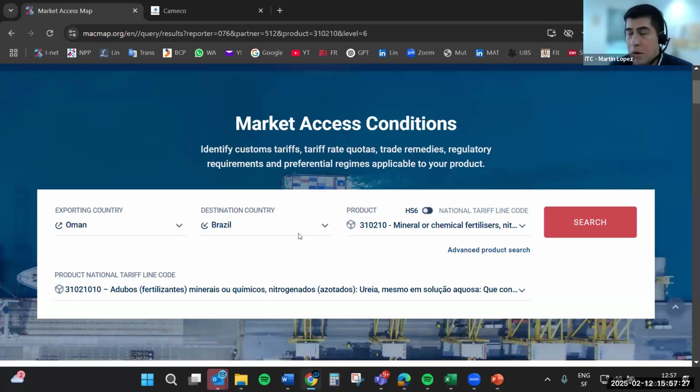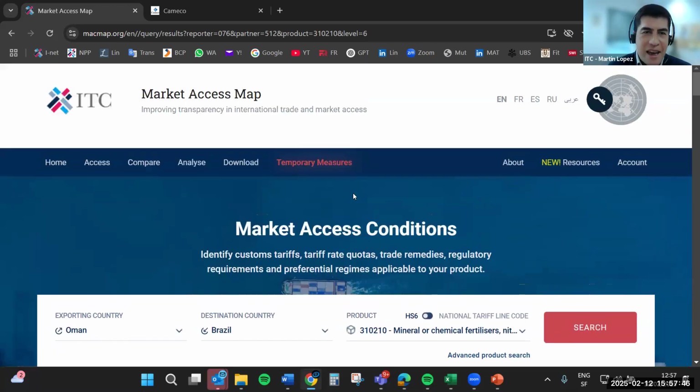Before MacMap, probably traders would have to look for this information that was scattered all around in different websites or different ministries or libraries. Well, nowadays we have tools like this that can give you very quickly access in a single interface of this overall view of what is needed to access a given market.